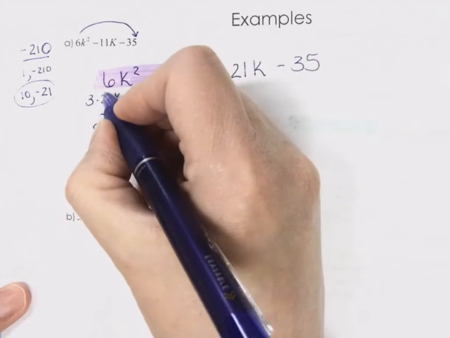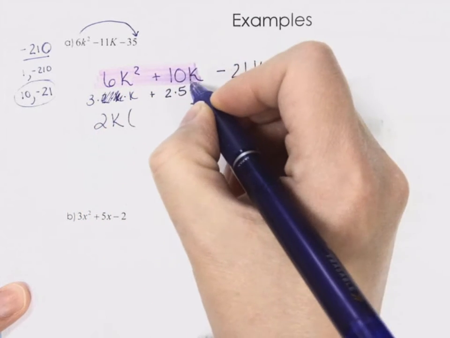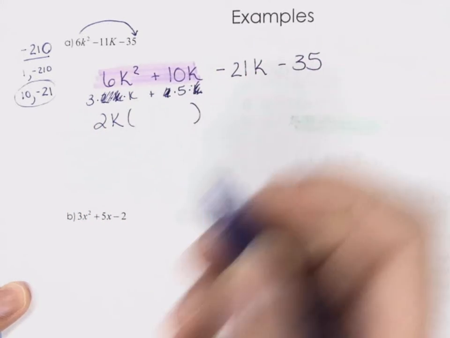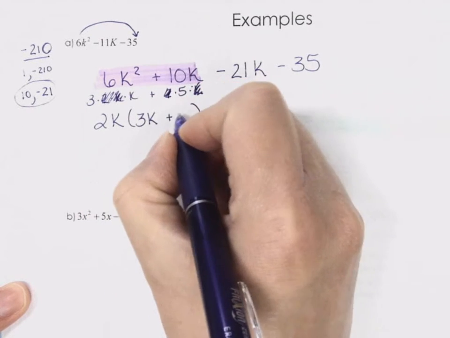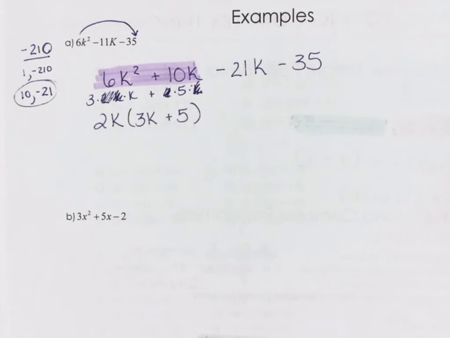And so if I take a 2k out of there, I'm going to be left with 3k plus 5. You do not have to do that expanded factored form if that doesn't make sense to you. But it might help if you're struggling to kind of have the numbers leap off the page at you.